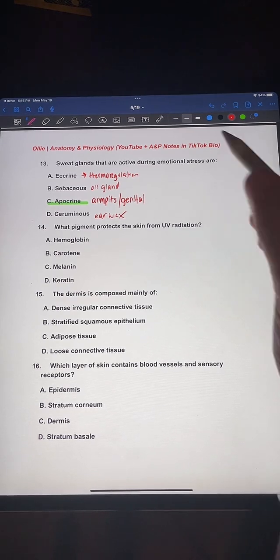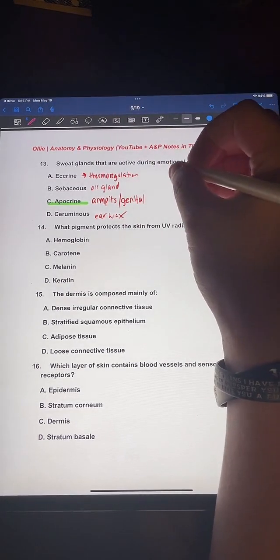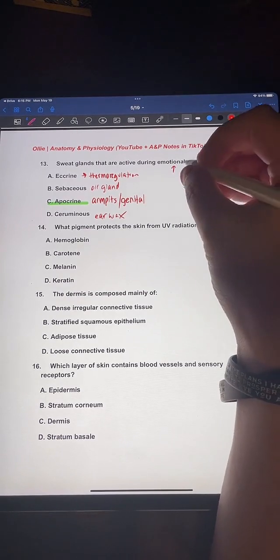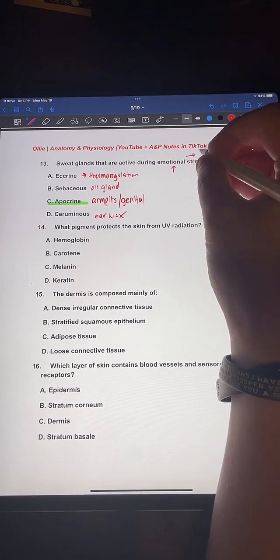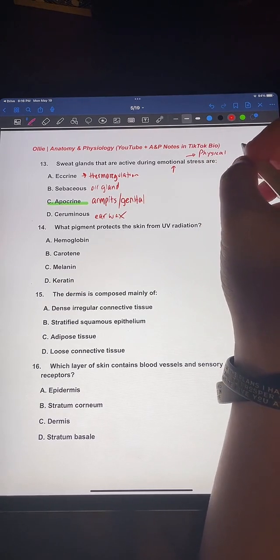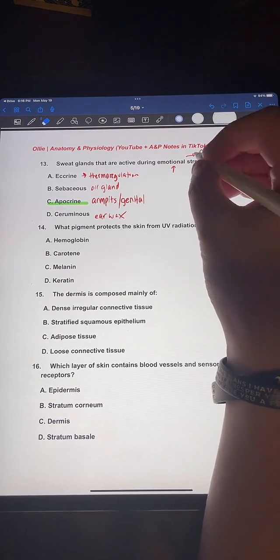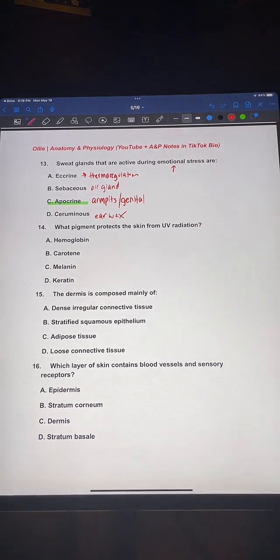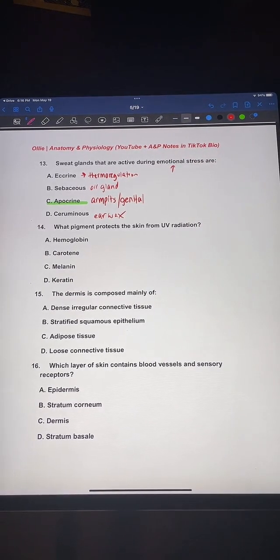Yeah, active during stress. That's why we're referring to it as emotional stress, because if it were, let's just say, physical stress, it would technically be both. But this is, the eccrine glands are mostly for thermoregulation purposes.